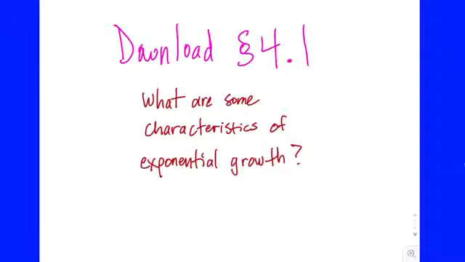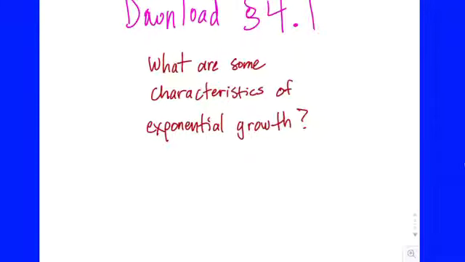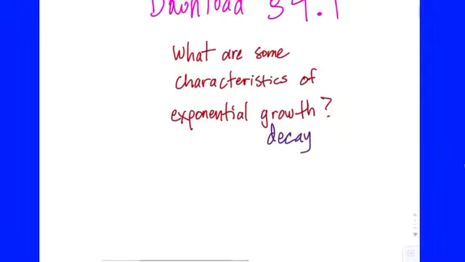All right, so what are some characteristics of exponential growth, or, as I heard some of y'all saying, maybe because it's spooky season, decay? Okay, we'll just throw out terms. What did you say, exponentiate? Wow, okay.